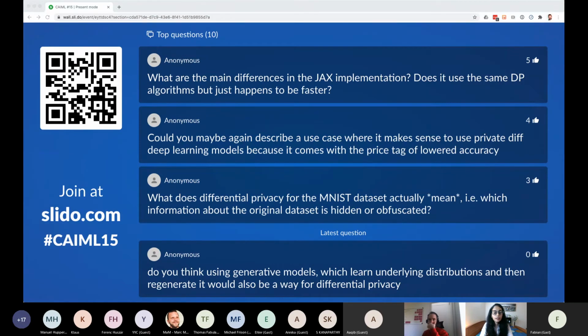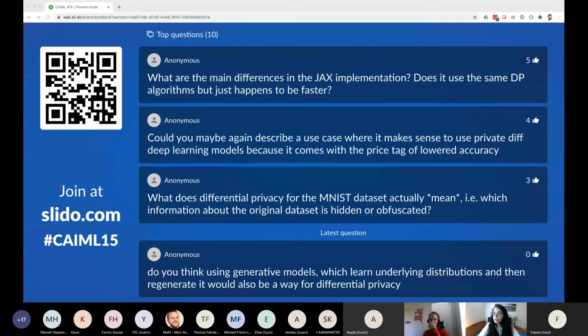So the next question: what are the main differences in the JAX implementation? Does it use the same DP algorithms, but just happens to be faster? The answer is that it uses a just-in-time compiler and really efficient vectorization of the code. It does use the same DP algorithm, but the underlying structure is different. The DP algorithm is going to be the same because that is your standard benchmark, but it is more efficient with how you make your backward passes. That's the key place where the JAX implementation is doing really well.